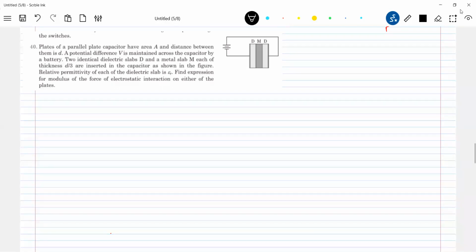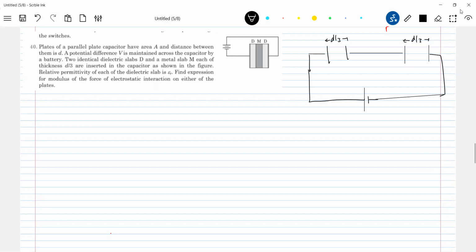Straight away I'll go for the circuit here. So it is like two capacitors in series. So why should there be no capacitor due to the metal? And the thickness is how much? d/3. Due to the metal, what will happen to it? It will become a short circuit.